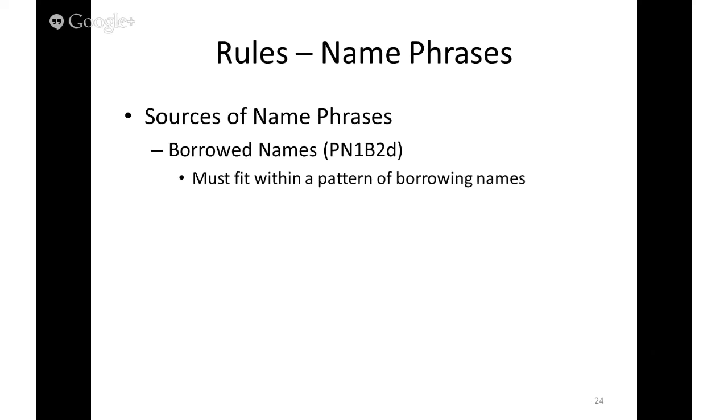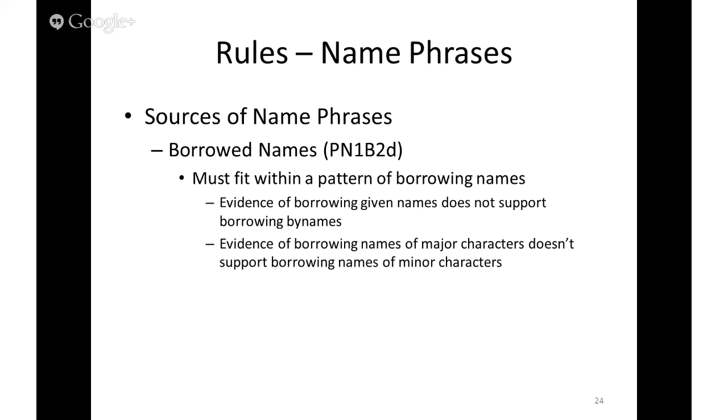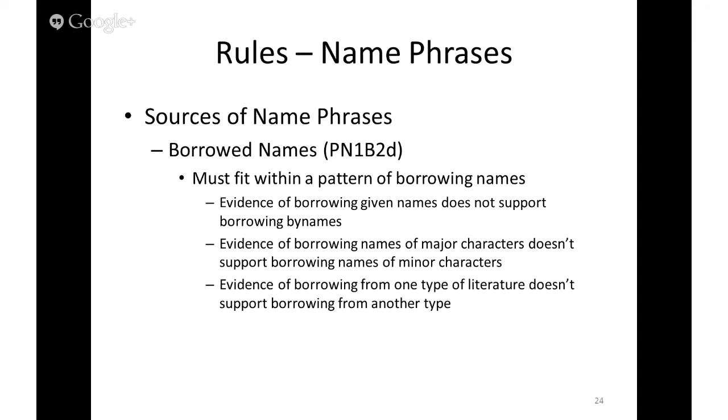But second, and most important, you have to fit within a pattern of borrowing names. So there has to be evidence of borrowing given names. Also, there has to be evidence that that culture borrowed names in that particular way. And the rules say that borrowing given names does not support borrowing bynames. Borrowing names of major characters doesn't support names of minor characters. And borrowing from one type of literature doesn't support borrowing from another type.